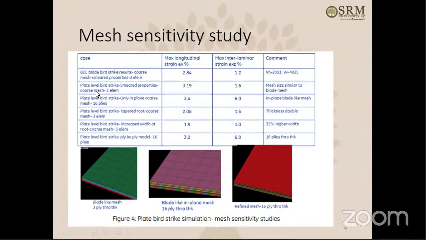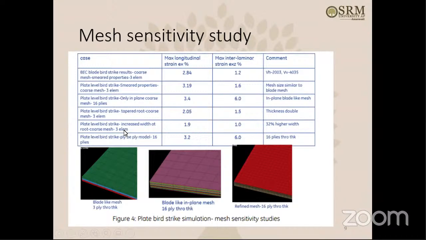Then there's another one, a fine mesh, and another one at the plate level. This is a blade, and this is a plate level model that's shown here. Again, it's low here. Then a different 16 plies model is tried here, and that 16 plies model is showing a higher level of interlamellar strains. Then the root is thickened here. If you thicken the root, the effect of that is shown here.